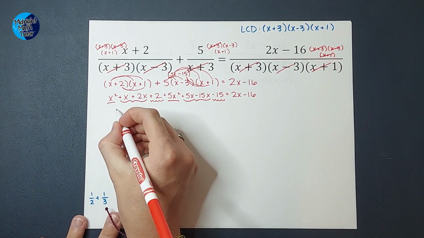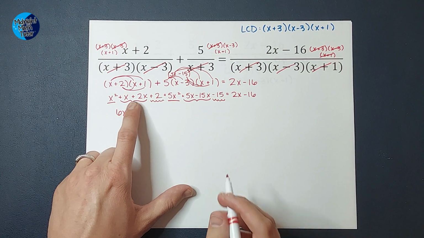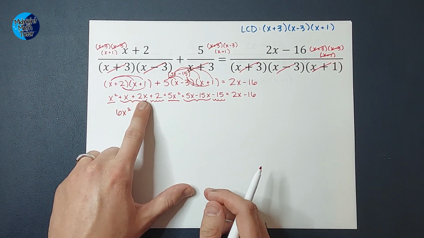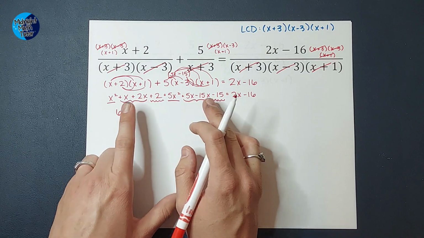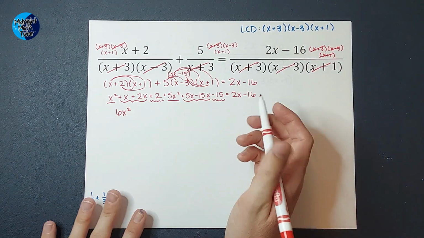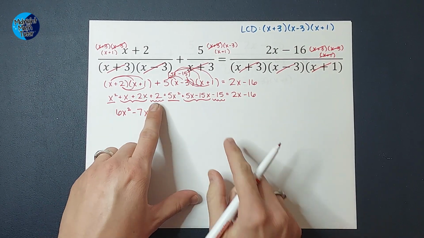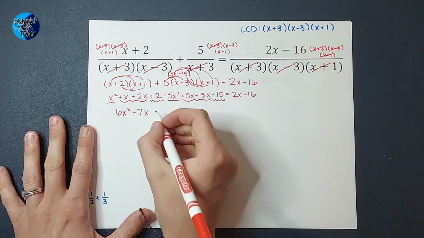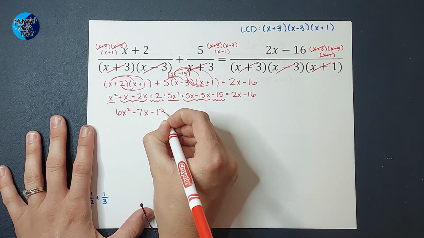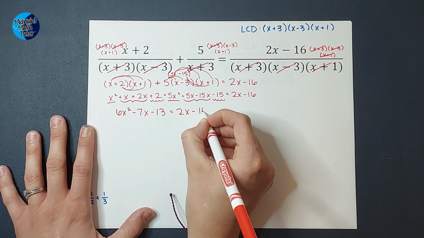So that's going to be 6x squared. And then I've got 1x plus 2x plus 5x, which would be 8x. Minus 15x, which is going to be negative 7x. And then we've got plus 2 and minus 15, which is going to give me a negative 13. Whew. Not as scary anymore, right?